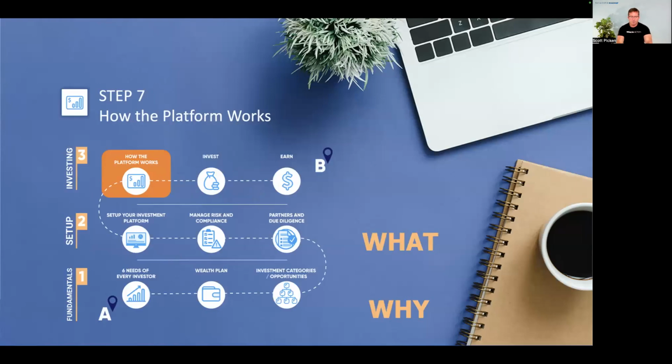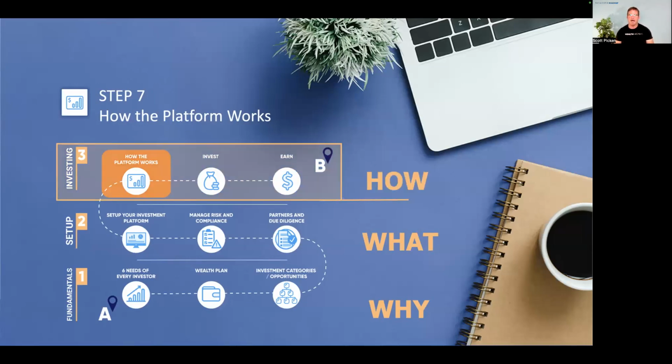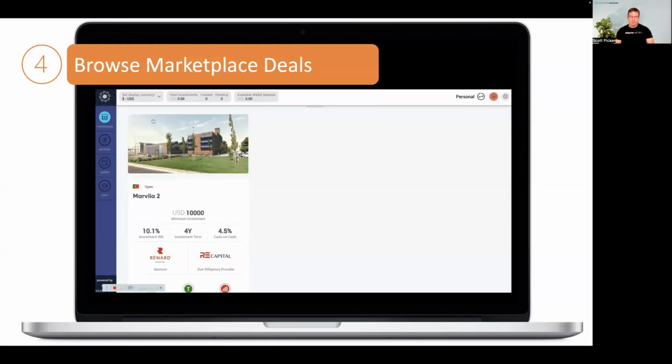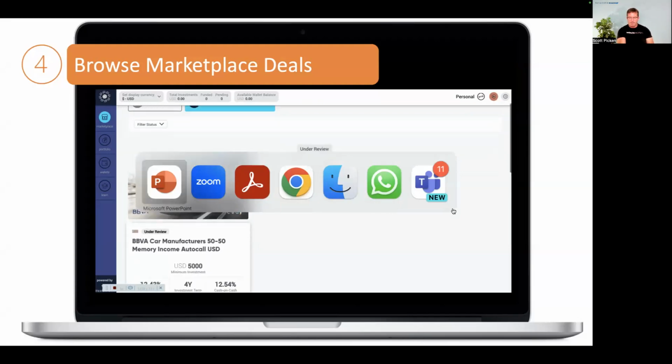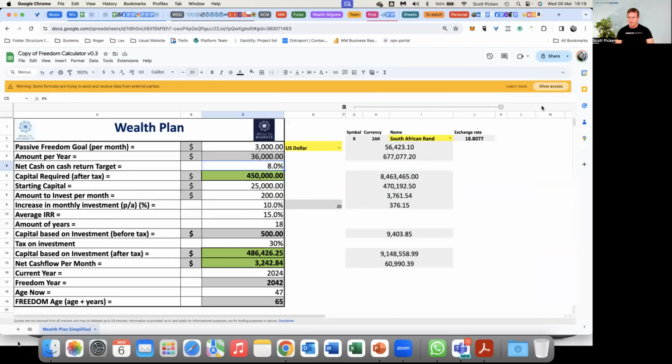Okay, can you believe it? We have literally finished the setup, which is the what category. Now we go into the fun, which is the investing side, and it's the how category. So you now go to browse the marketplace, and my philosophy here is let's not watch some PowerPoint. Let's go and do this in real life.